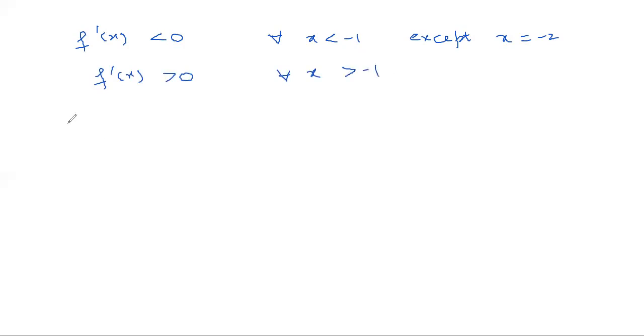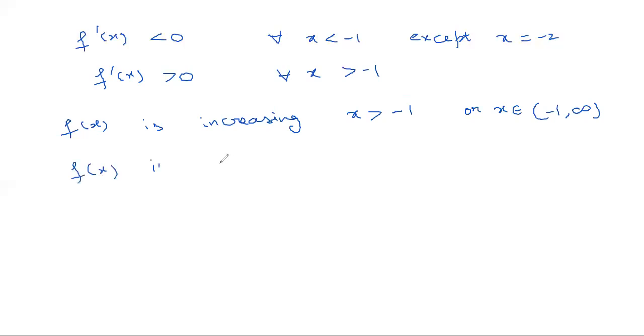So we can say that f(x) is increasing for all values of x greater than negative 1, or when x belongs to the open interval minus 1 to plus infinity, while f(x) is a decreasing function when x belongs to negative infinity to minus 2 union negative 2 to negative 1, because minus 2 is a discontinuity, so the interval has to be represented this way. Let's take one more example.